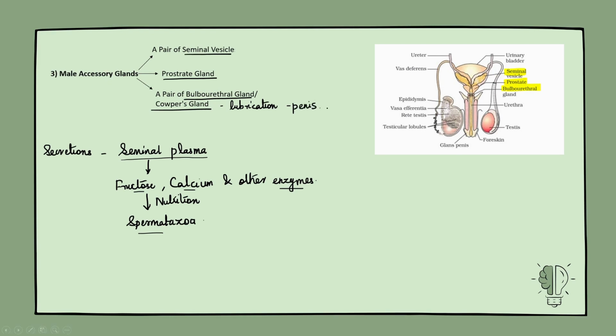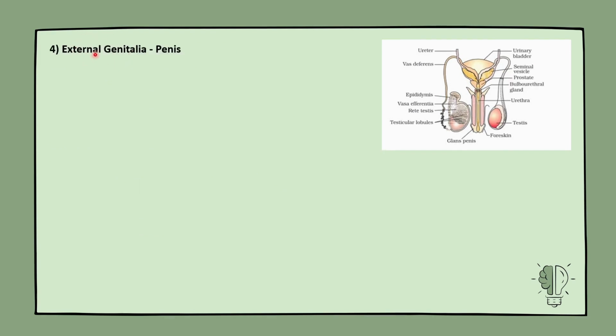All right. Now we learn about the external genitalia, that is the penis. Now the penis is made up of a special tissue called the erectile tissue that helps in the erection of the penis. And it also has an enlarged tip called the glans penis, and the glans penis is covered by a loose fold of skin which is called the foreskin.